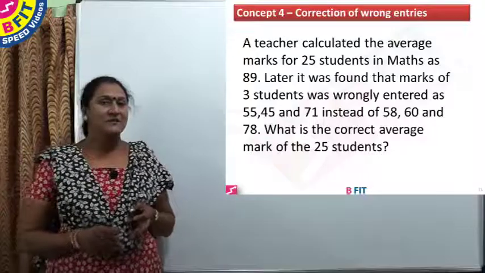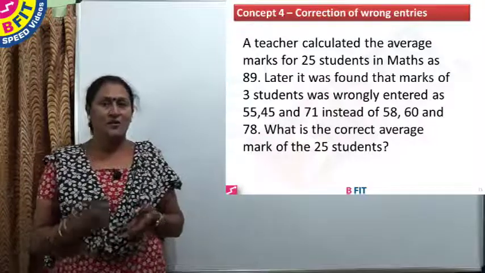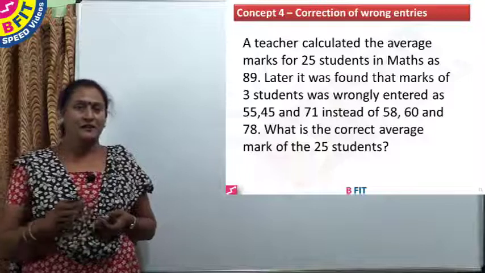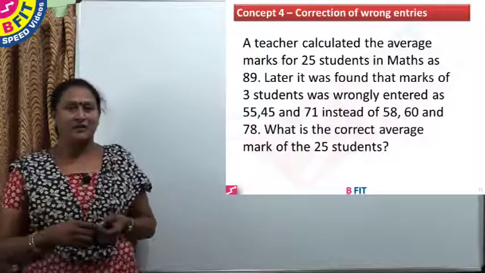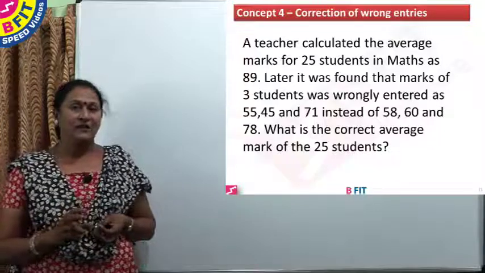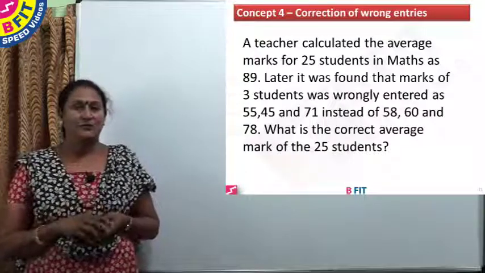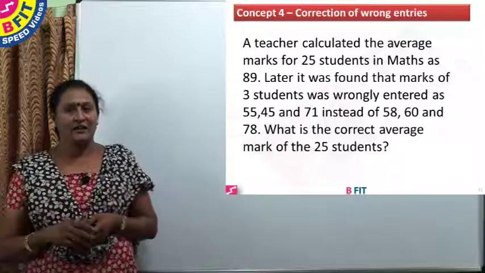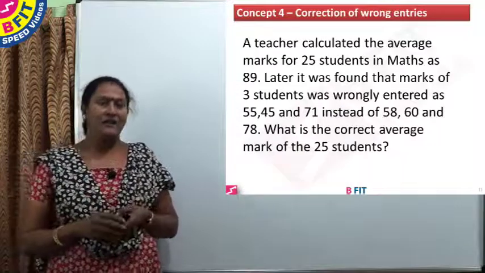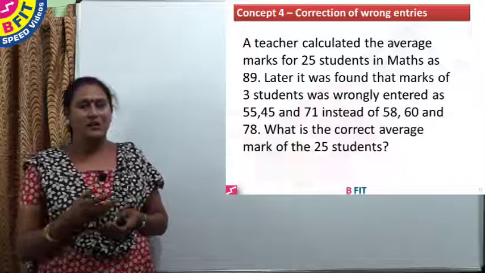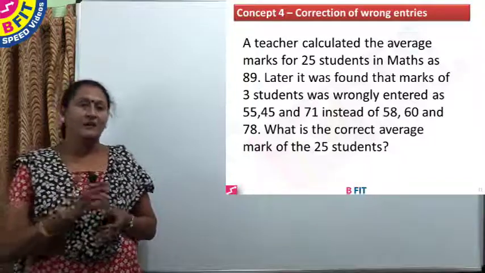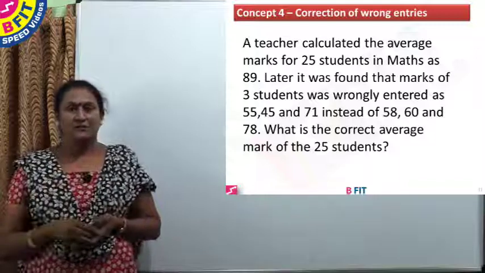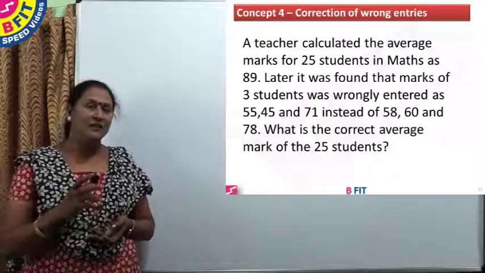So sometimes questions on wrong entries are also asked. So instead of finding the adding one term or removal of one term or replacement of one term, you will be asked to find the correct average also. They find the average for a given data, and later they find that some entries were entered wrongly, and you will be asked to find the correct average where the correct entries will be given. So now we'll see how to find the correct average.